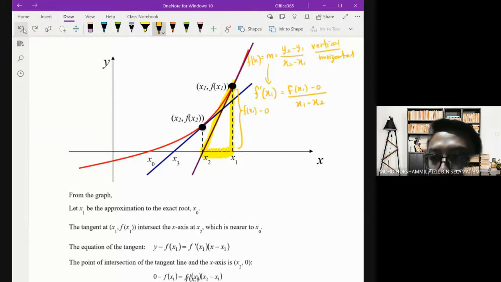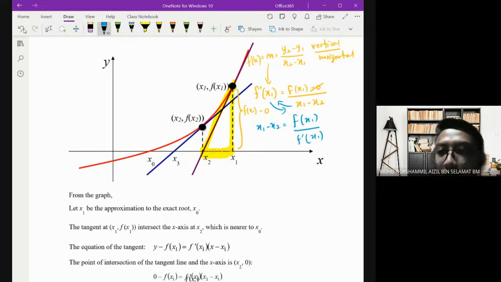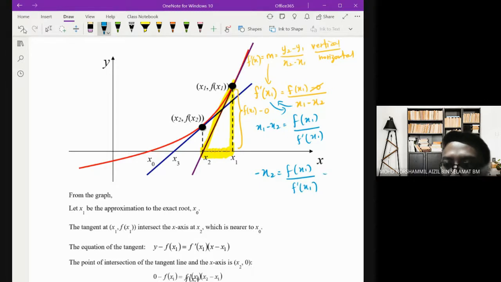X1 minus X2. Guys, yang atas ni boleh potong ni. Kosong. Clear dah. So, F prime X1. Saya nak tukar terus. Saya pakai color biru lah. Yang ni saya cross sini, yang ni saya cross bawah ni. So, X1 minus X2 equals to Fx1, original over dia punya derivative. Alright. So means that minus x2 is equals to fx1 over f prime x1 minus x1.